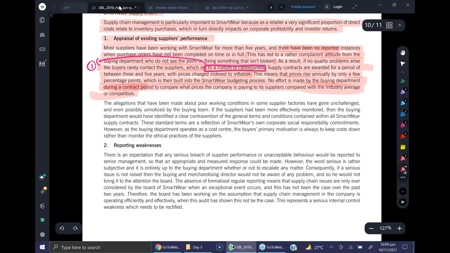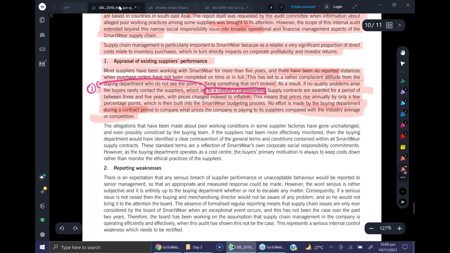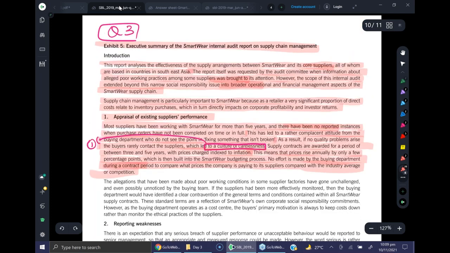Okay, let's continue reading from the exhibit. The allegations that have been made about poor working conditions in some supplier factories have gone unchallenged. Okay, so there are some allegations that there are poor working conditions in some of our supplier factories and we are never able to challenge them. I mean, the smartwear management attitude is that they don't care what is going on in suppliers' factories.